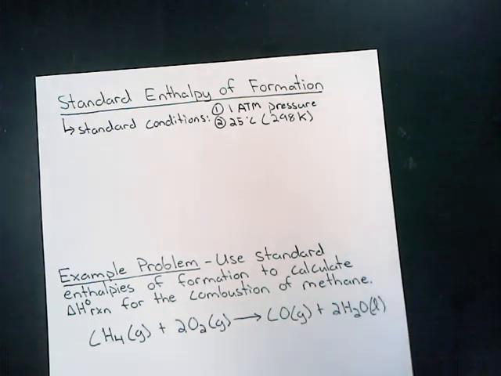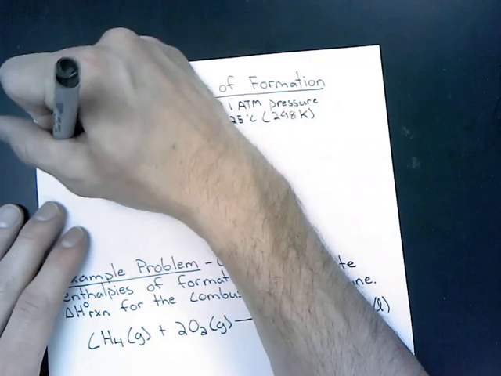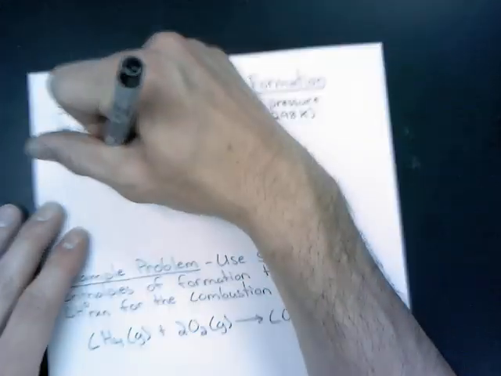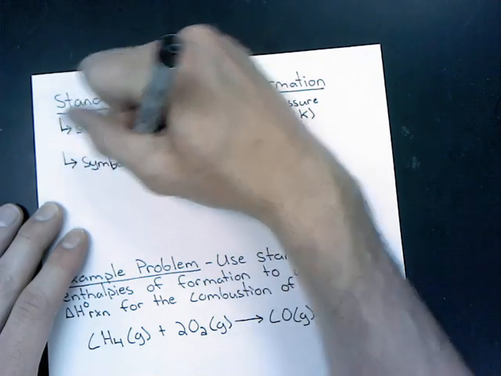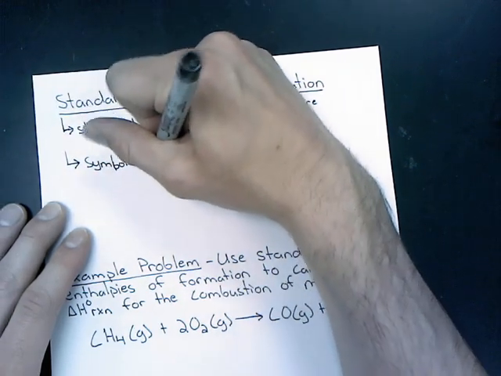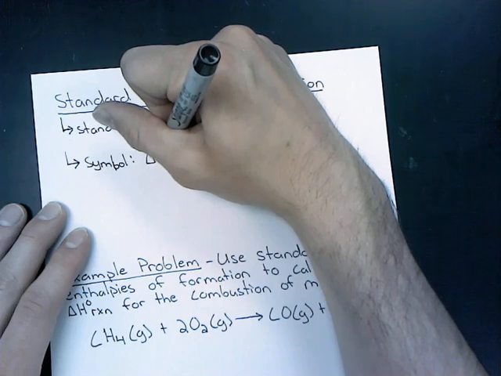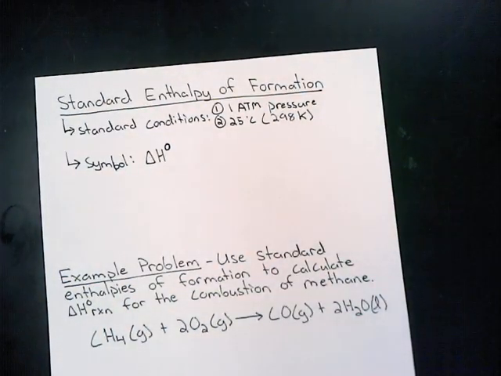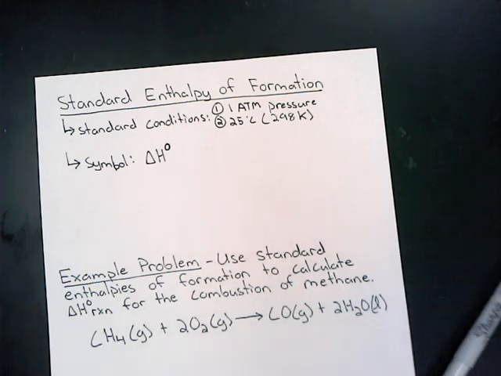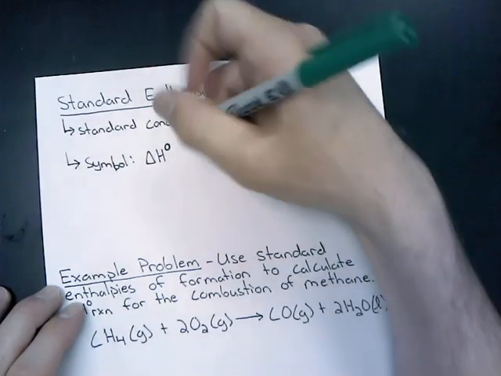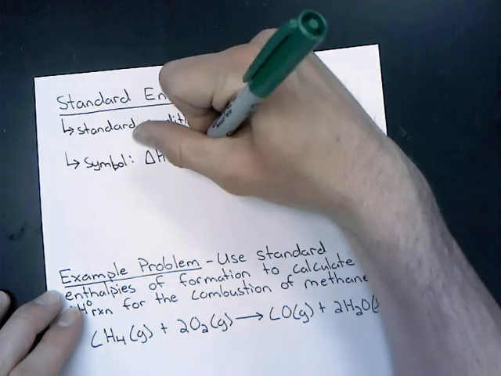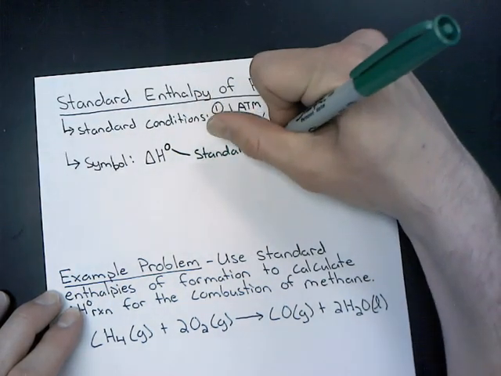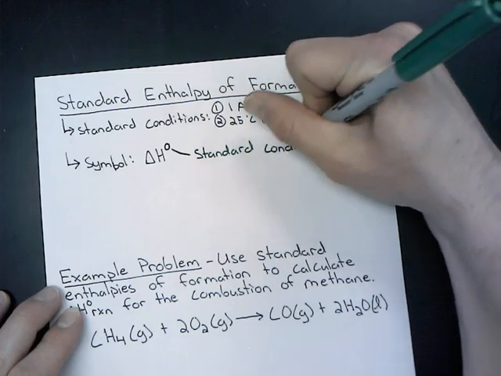The additional thing I want to write down here is the symbol notation. The symbol notation that we use is delta H with this little circle. What this little circle means is that we are at standard conditions. So if you ever see that, it means we are at standard conditions.